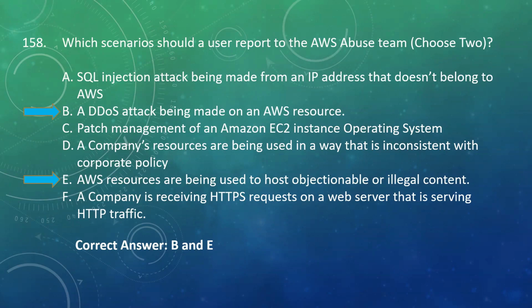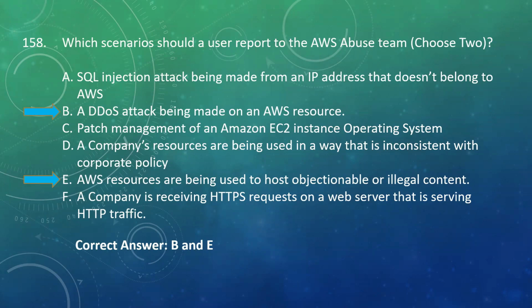Then they can help you with network activity that's originating from an AWS resource that causes problematic network traffic. And this can be an intrusion attempt, denial of service attack, port scanning, or any other abusive network activity, which is what is being talked about in option B, hence making option B and option E the correct choice here.